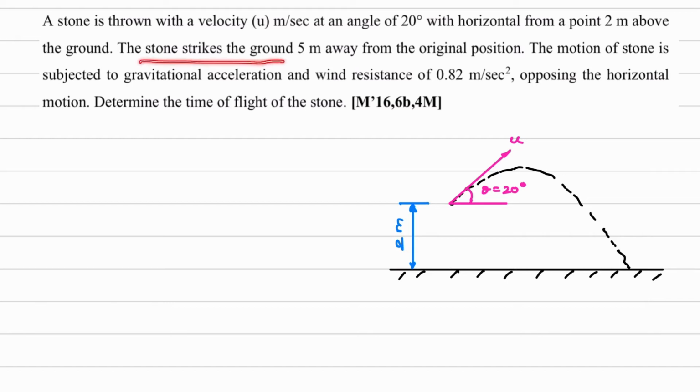The stone strikes the ground 5 meter away from the original position. So here the range has been given. Suppose this is point O, so from point O to this point, this range is given. What is the range given? 5 meter.